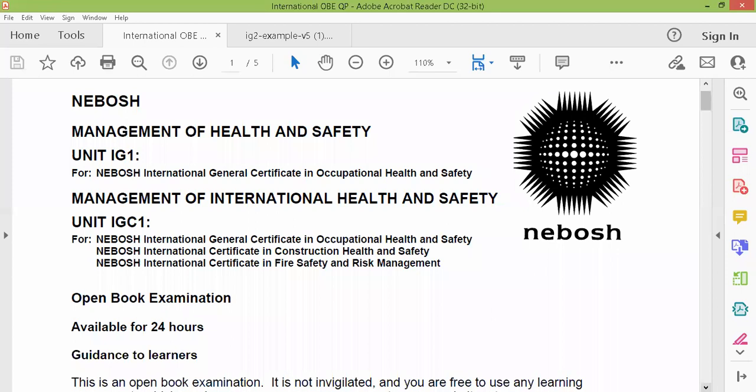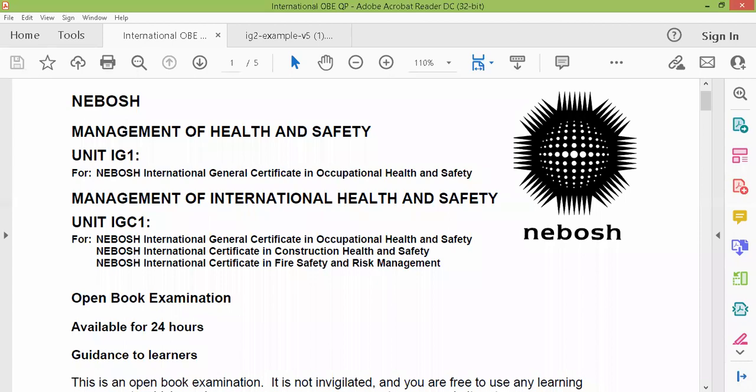The paper will start at 11 o'clock UK time, BST, British Summer Time. That means in the UAE, the paper will start at 2 o'clock. In Pakistan, 3 o'clock. In India, 3:30, like that. So in this paper, first of all, we need to learn some techniques for how we will solve it.